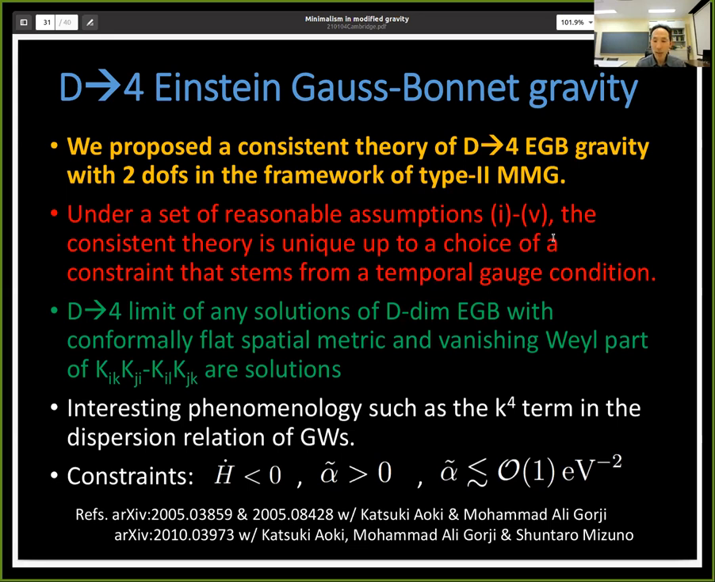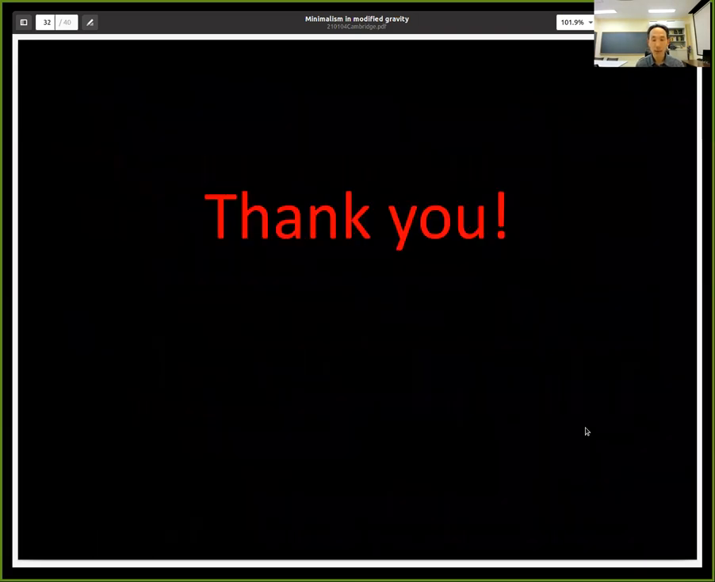And we argue that this is unique up to a choice of gauge fixing additional constraint, which stems from a temporal gauge condition. And then this theory is naturally related to higher dimensional Einstein-Gauss-Bonnet gravity. And we found some constraints. And the strongest constraint comes from the propagation of gravitational waves. Okay. So thank you very much.